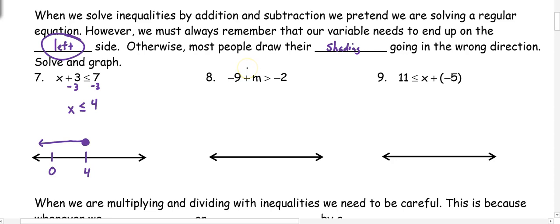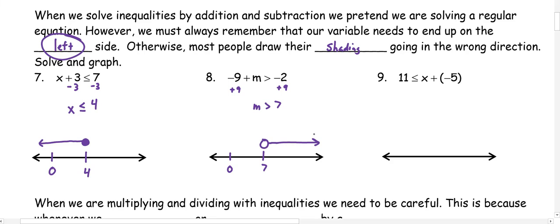Number 8, negative 9 plus m is greater than negative 2. This time, because it's a negative 9, we're going to add 9 to both sides. So we get m is greater than 7. On the number line, we have 7, and we're going to have 0 to the left of it somewhere. Now, there is no bar underneath this, so 7 gets an open circle. And then we're going to shade to the right because it's a greater than, and the arrow is pointing to the right.